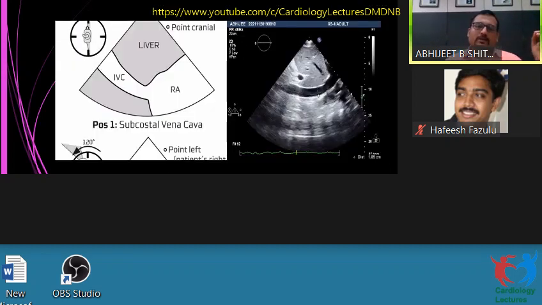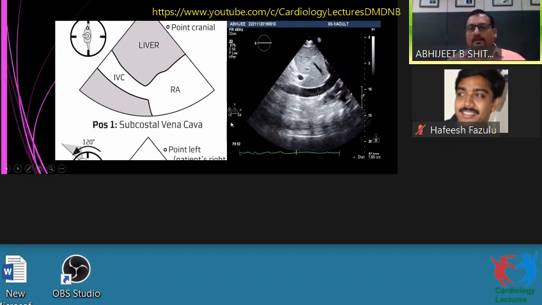In short, we will go through the FATE protocol of the IVC. For the IVC visualization, you go in the subcostal view and the pointer is directed towards the capillary. Some echocardiographers do point it towards the pelvis also. It is good, but the interpretation should be according to the position of the pointer.